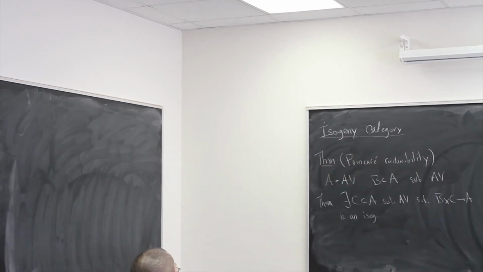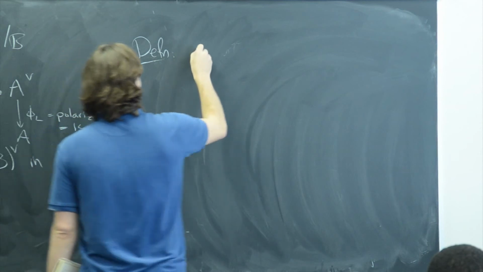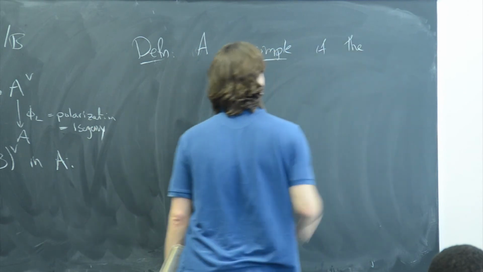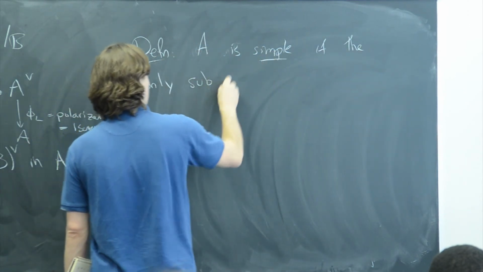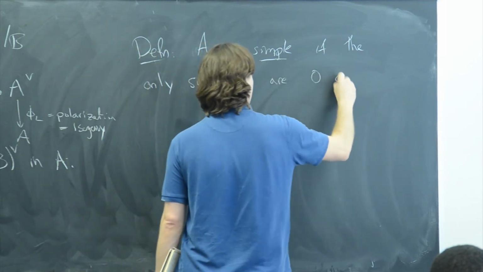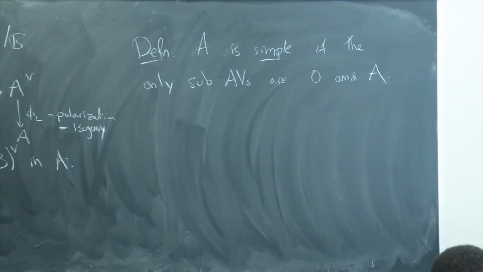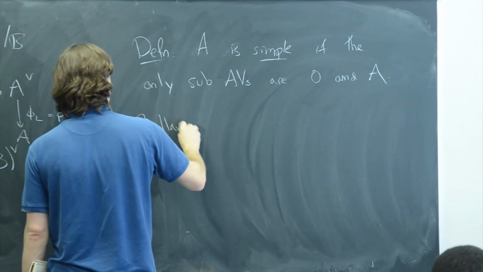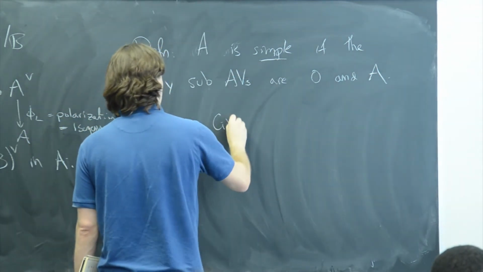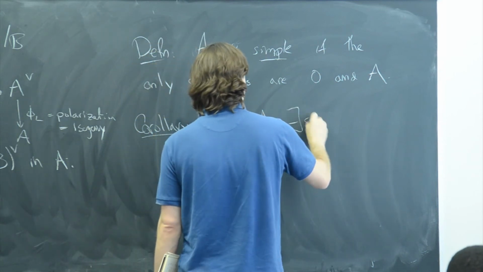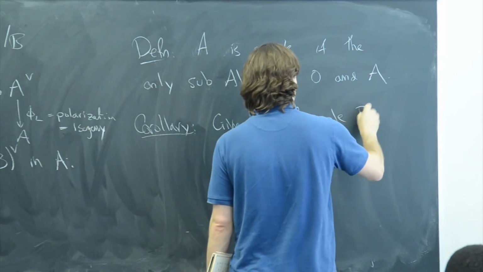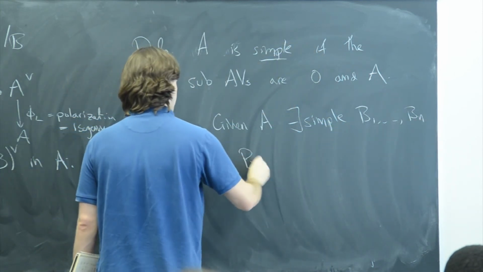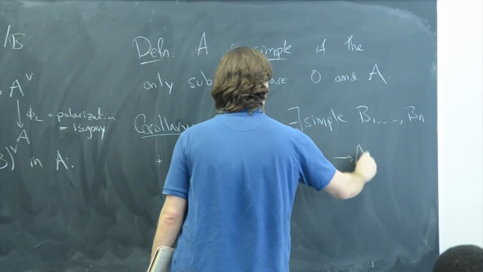All right, so a definition. Our abelian variety A is simple if the only sub-abelian varieties are 0 and A. So a corollary of the reducibility theorem is that given A, any abelian variety, there exist simple abelian varieties, say B1 to Bn, and an isogeny from the product of the B's to A.